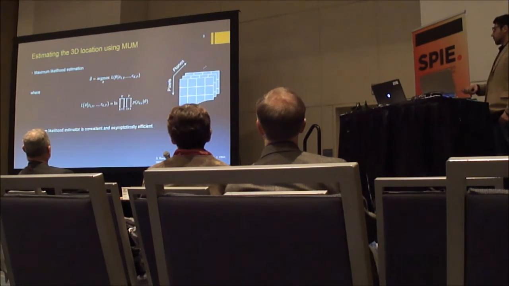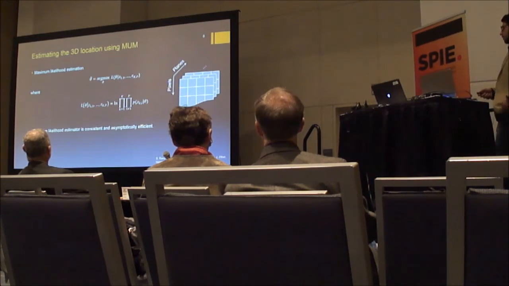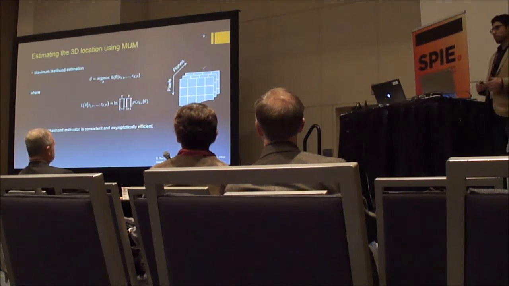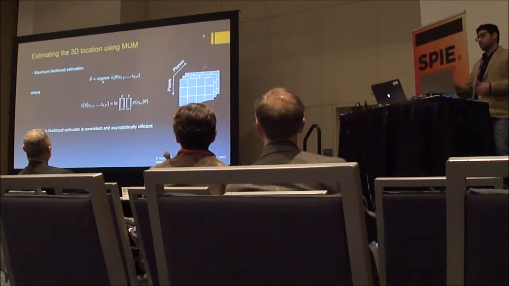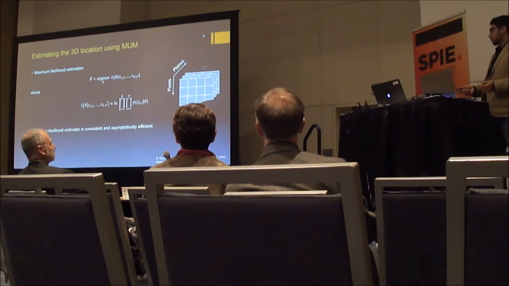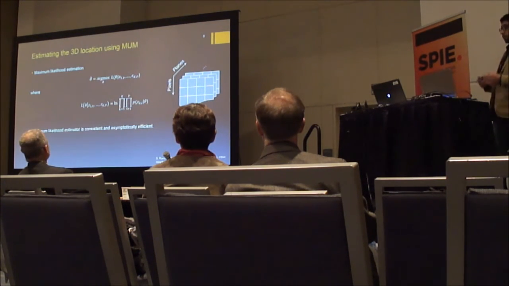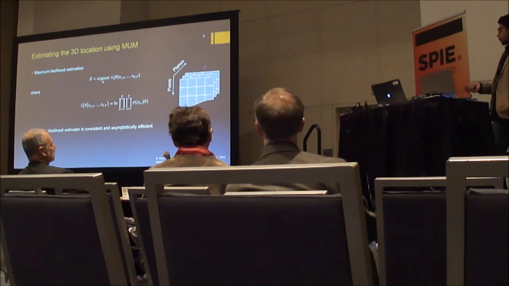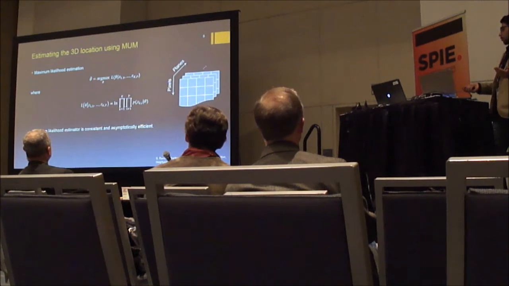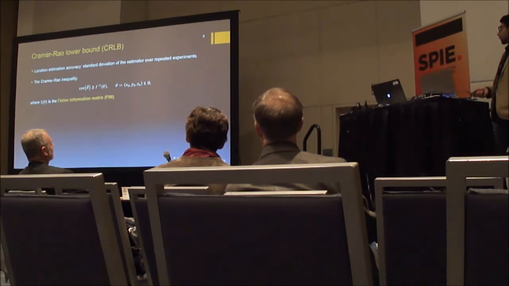And the positive aspect of this maximum likelihood estimation is that it's consistent and also asymptotically efficient, meaning that over repeated experiments, as the number of experiments goes to infinity, it's unbiased, and also its variance is smaller than any other unbiased estimator. Now this brings us to the notion of localization accuracy, which is explained here.